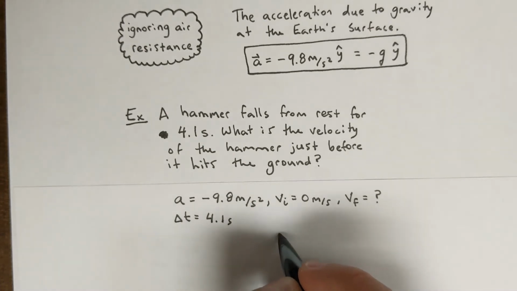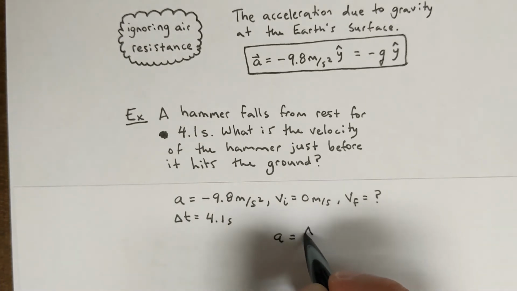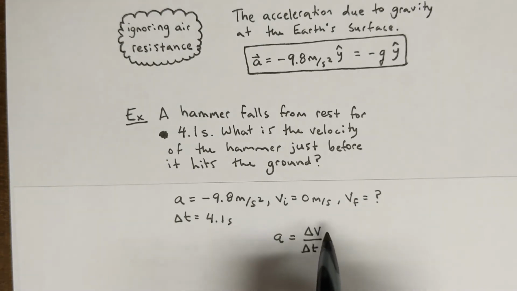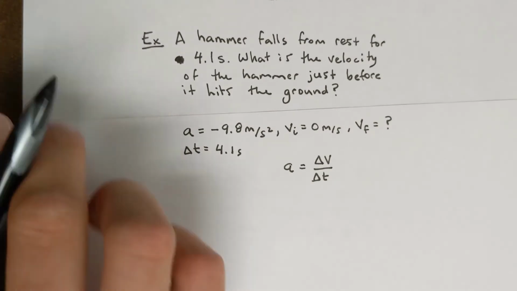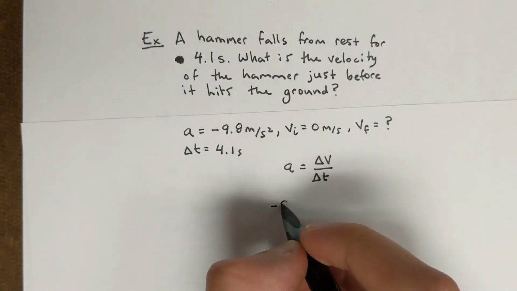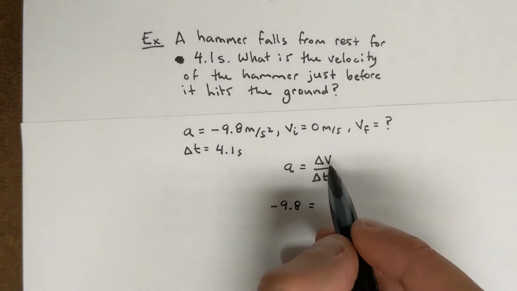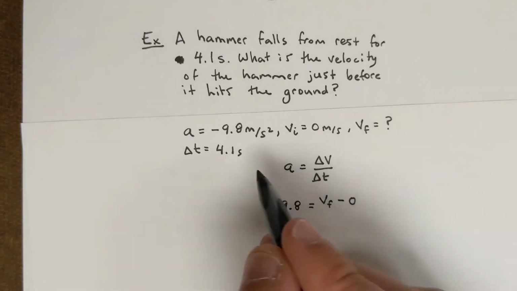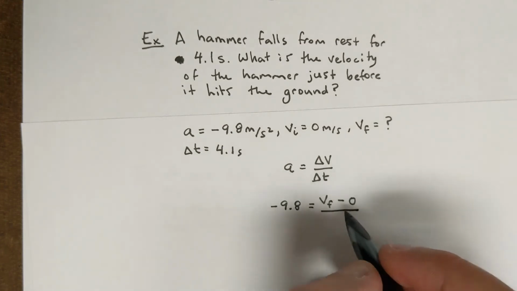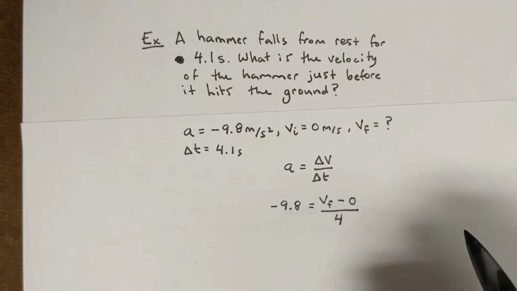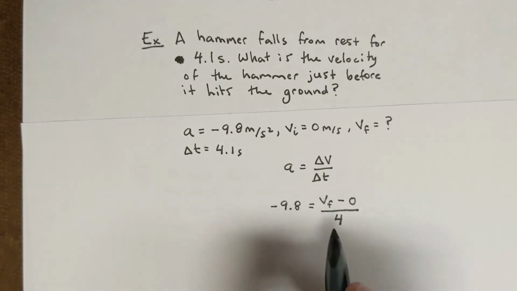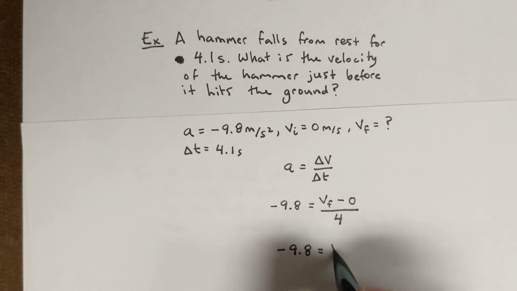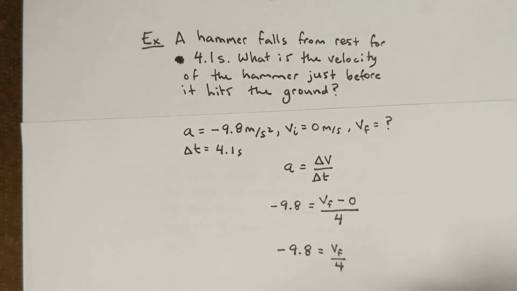Okay, so we're going to use our acceleration equation. Acceleration is a change in velocity over a change in time. Change in velocity means final velocity minus initial velocity. So let's go ahead and start substituting in values. Acceleration is negative 9.8. The final velocity we don't know, so we're just going to leave it as final velocity. The initial velocity is 0, and the time interval is 4 seconds. So v final minus 0 is just v final, and we should try to solve for v final, so let's rewrite: negative 9.8 equals v final over 4.